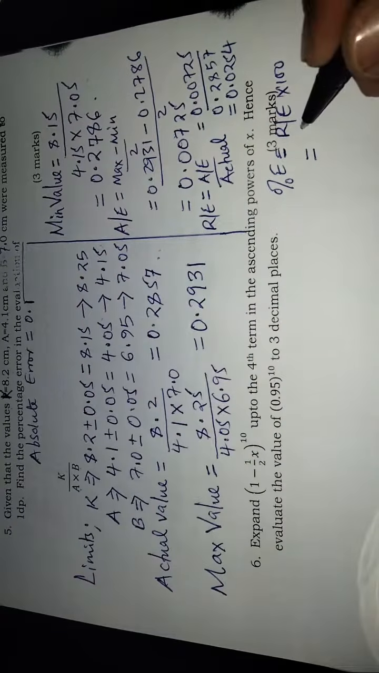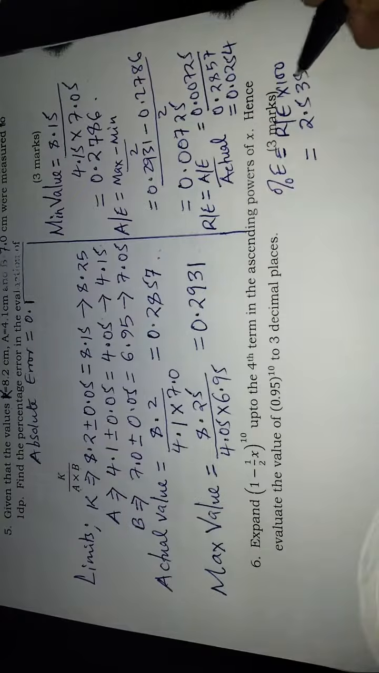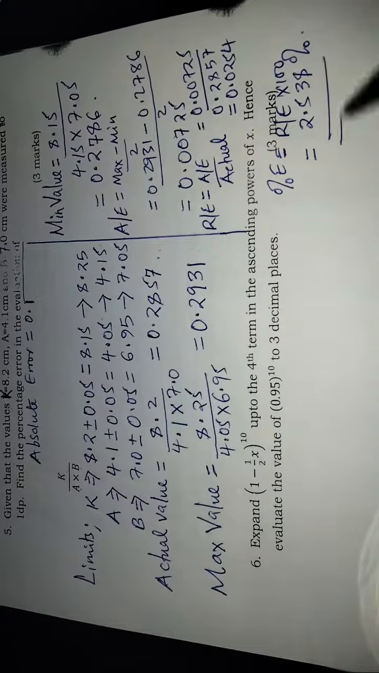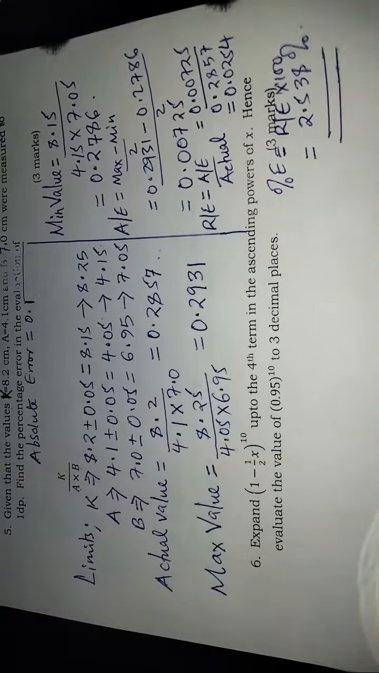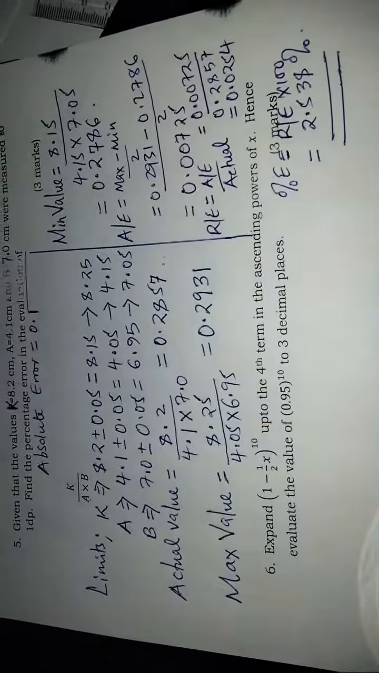This is 2.538 to 4 significant figures percent. So this is the percentage error. This is going to be the percentage error. So that is how we work it out. That is a question on errors and approximations.